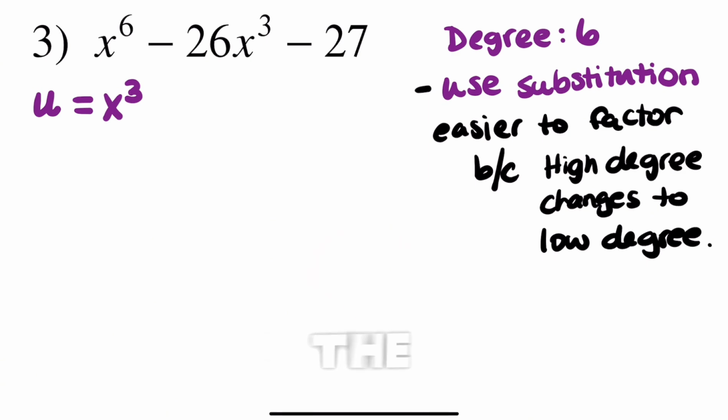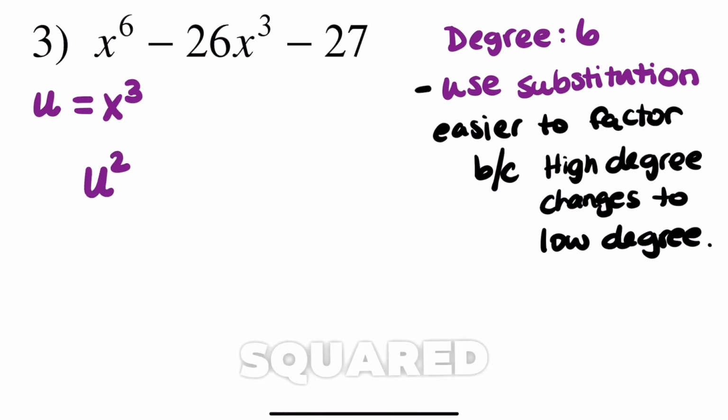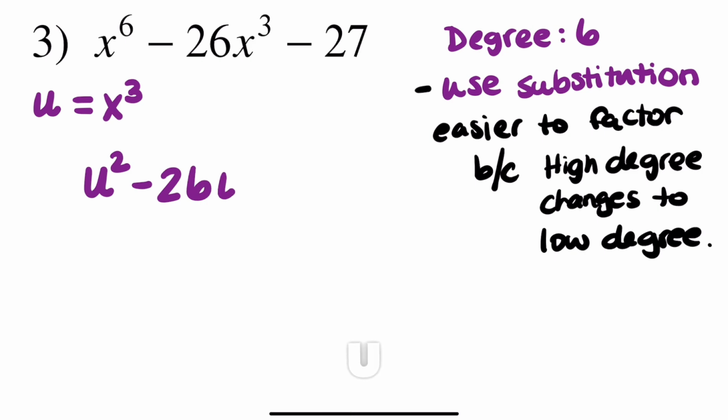So I'm going to rewrite the problem. I have u squared minus 26u. There goes that x to the third power, so I have to write that as u now. Minus 27.